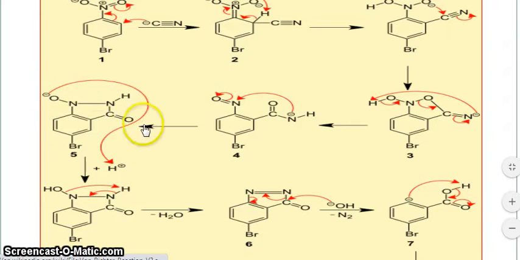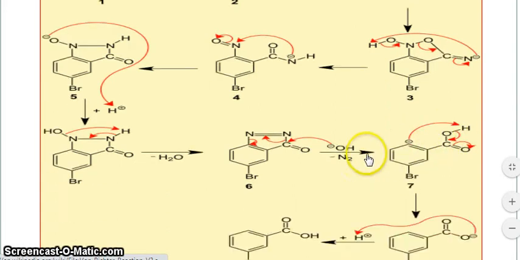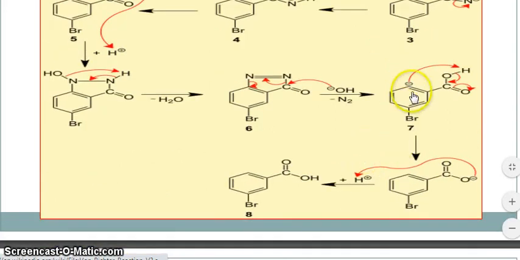Now this negative charge approaches protons forming OH, and meanwhile the carbon nitrogen bond will break, H or OH minus H2O, and then the nitrogen double bond will form, then the CN bond will break, minus N2, when OH minus attacks here. So you can see carbon double bond OH, and this is the position of the nitro group. Now these protons approach here forming COOH, and this is your product.